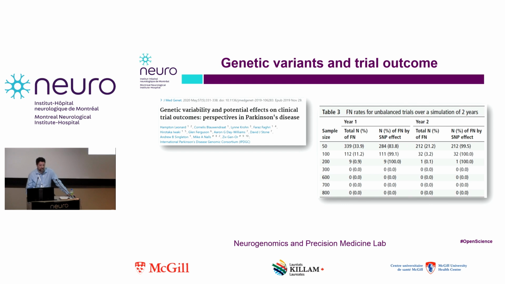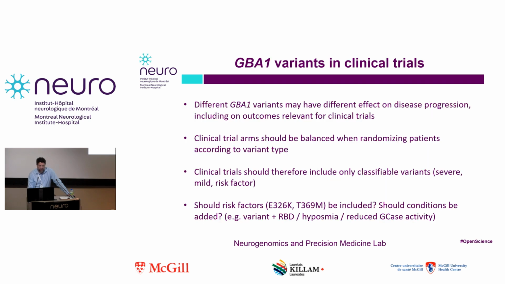And there were a lot of false positives and false negatives. By false positive, I mean that if the genetic variants were not balanced between the two arms of the trial, one arm progressed faster, not because of the drug, but just because of the genetics that they had, and that led to false negative or false positive results, depending on which arm of the trial it was. So that can happen quite frequently if it's not balanced very well. And this is a relatively easy thing to do, especially with GBA.